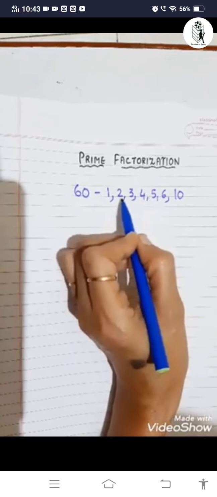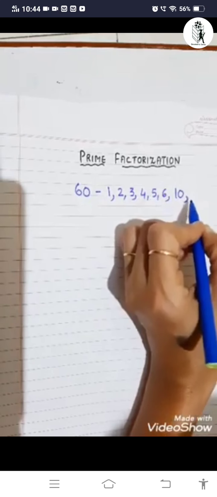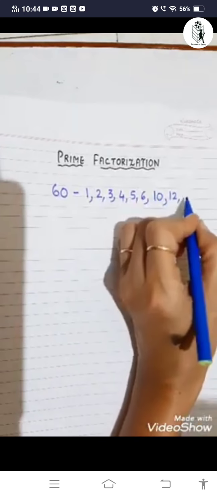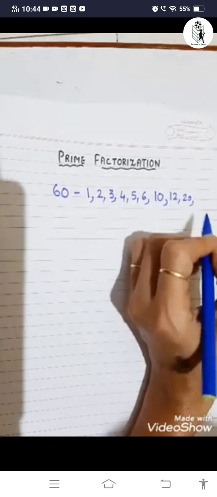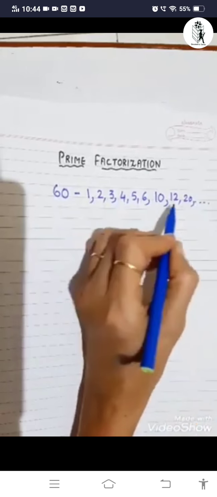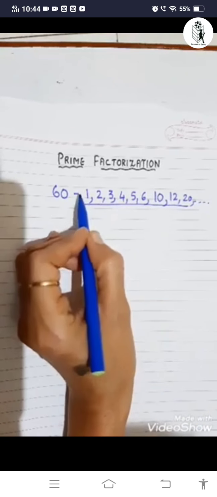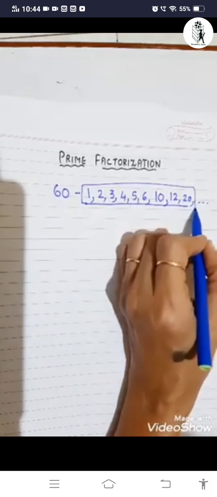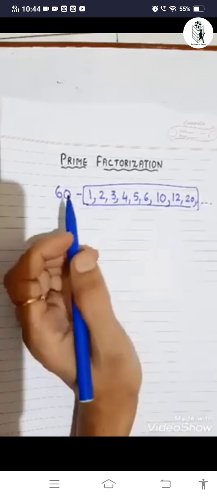In this way we factorize. Then we will have 12, then 20, and in this way these are called the factors. When we find the factors, it means the tables in which this particular number occurs. Of course, more are there.